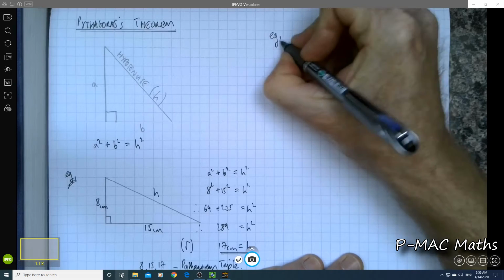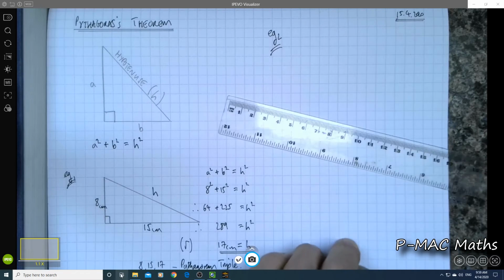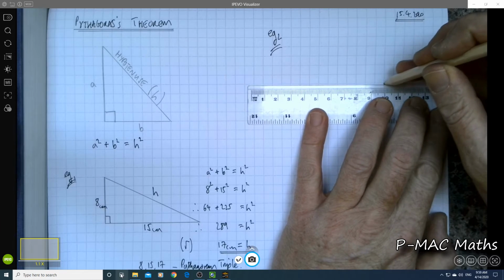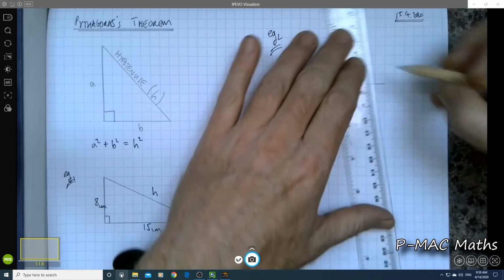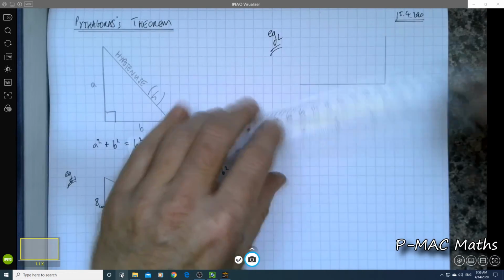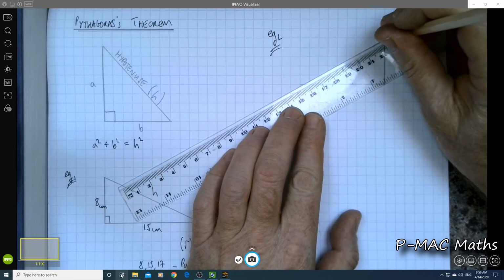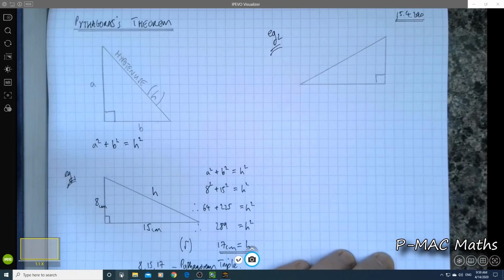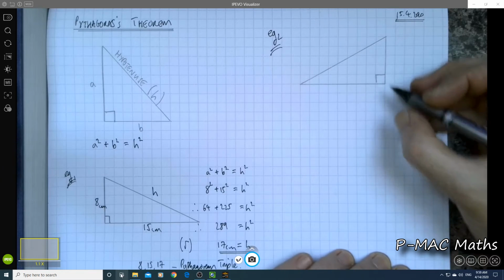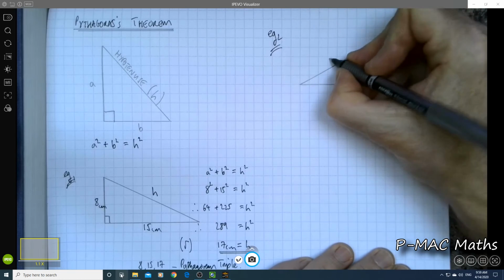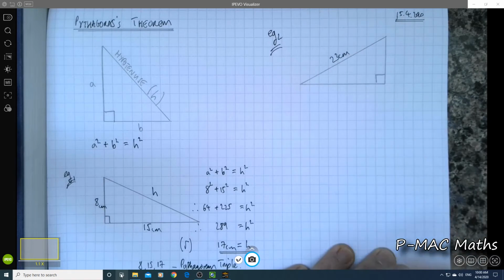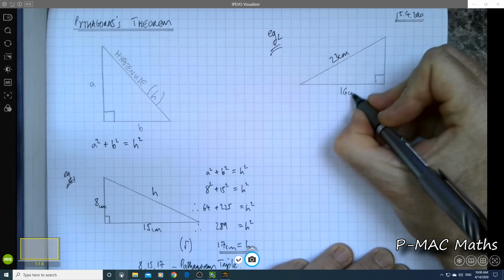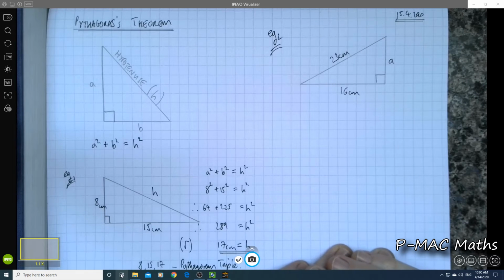Example 2. This time we're going to start by knowing what the hypotenuse is, but we're going to have to work backwards and work out one of the shorter sides. So we'll say that the hypotenuse has a length of 23 centimeters, and this side has a length of 16 centimeters, but we don't know what this side is here.